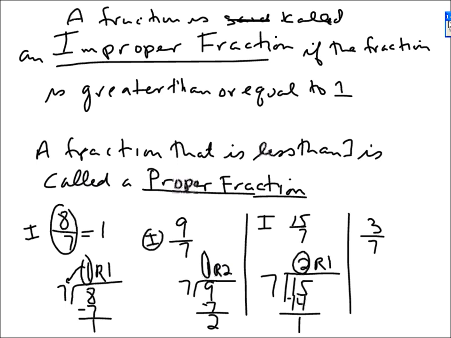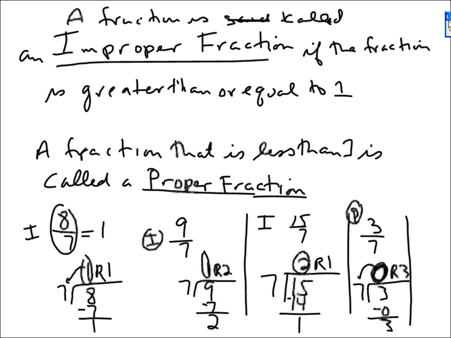3 over 7. This is proper. Why? Because 7 into 3 goes 0 times. 0 times 7 is 0. Take away 0, you get remainder 3. It didn't go even one time. It didn't go 2 times. It didn't go 3 times. It went 0 times. That's why it's proper.